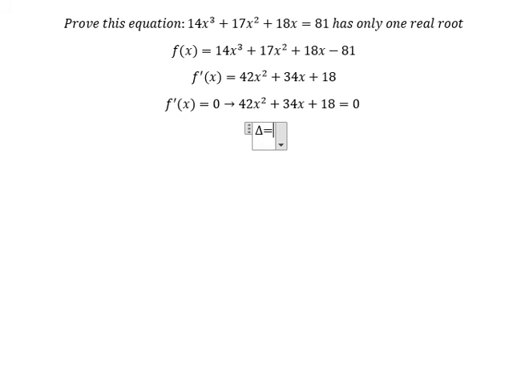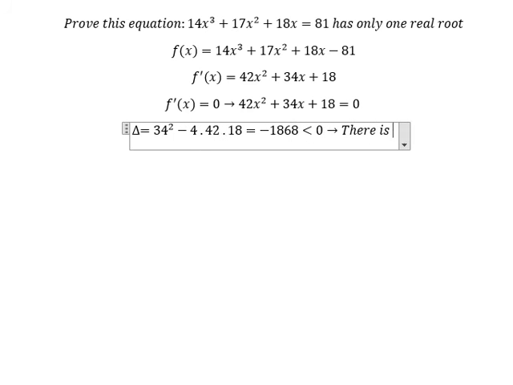That should be 34 squared minus 4 multiplied with 42 multiplied with 18. This is about the coefficient of this equation in here, and we got negative 1868, which is smaller than 0, so there is no solution.